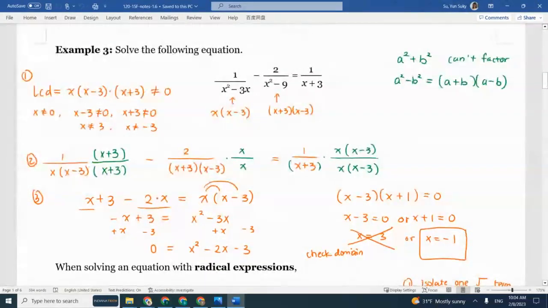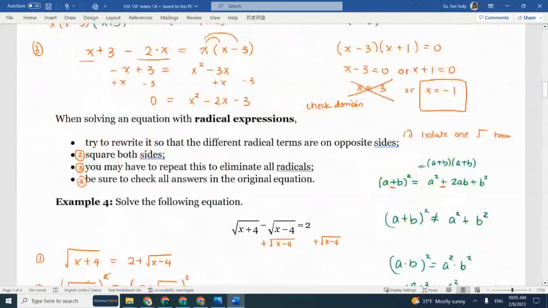And then this was example 3. We did this example, and you can see we found 2 solutions. We need to check the domain. Therefore, the domain says x cannot be 3, x cannot be -3. So 3 is not a solution. We can only take x equals -1. Do you remember this problem? So we have to check the domain. This is very important.